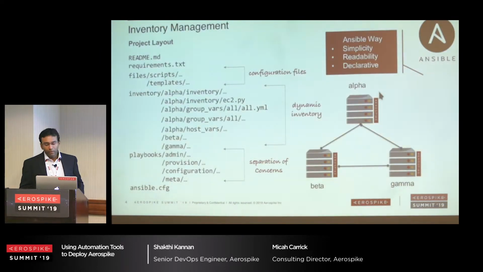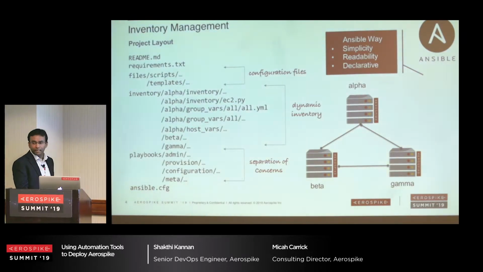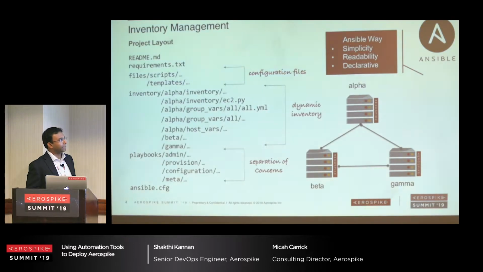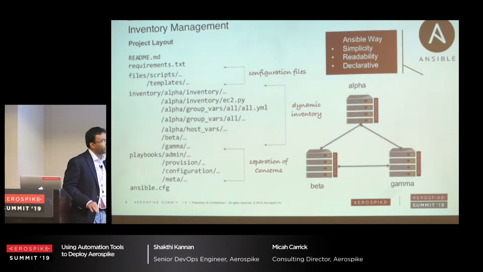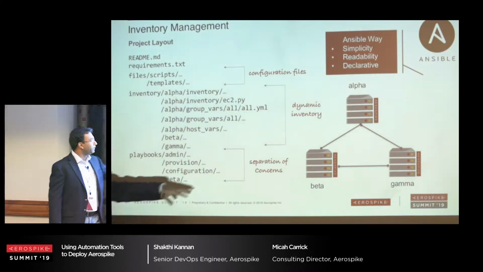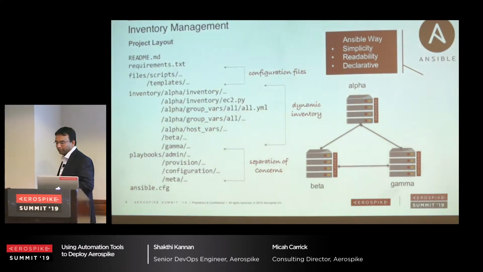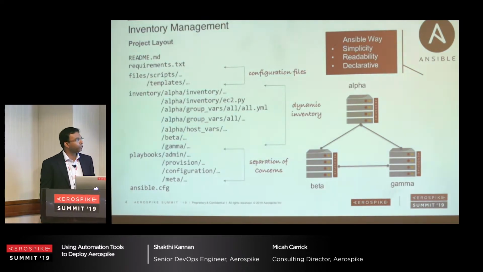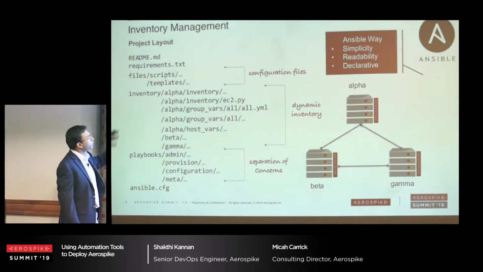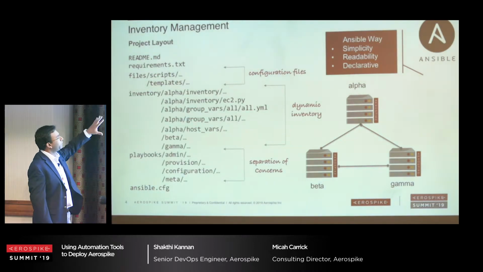The first thing we're going to talk about is inventory management. I'm going to take Ansible as an example here. The Ansible way of doing things is simplicity, readability, and using declarative syntax. They basically use YAML files, and these YAML files are human readable, and any person should be able to write those. And the way you want to structure your project layout or directory structure is an example here.